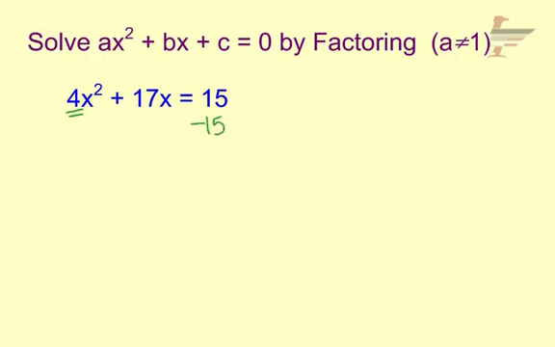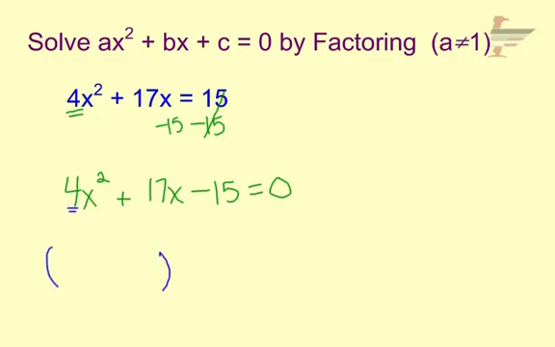to the other side. So we're going to subtract 15 from both sides. So we're going to look at 4x squared plus 17x minus 15 equals 0. Without that equals 0, we're not going to be able to solve after factoring. So we have a 4x squared. That means we guess and check.